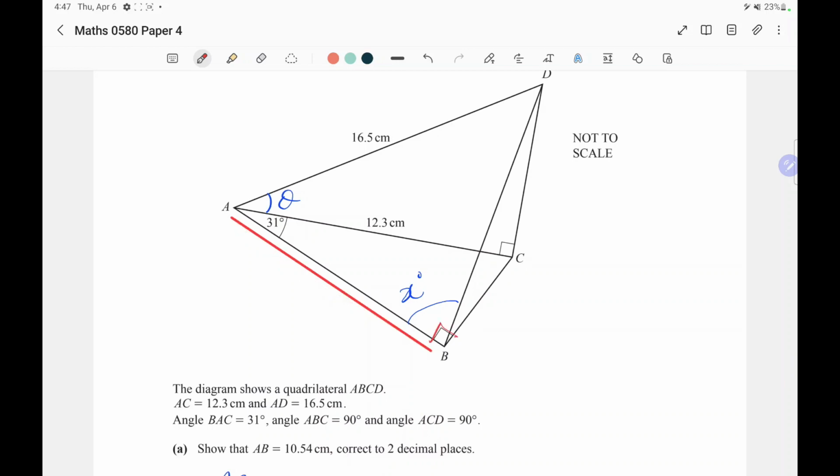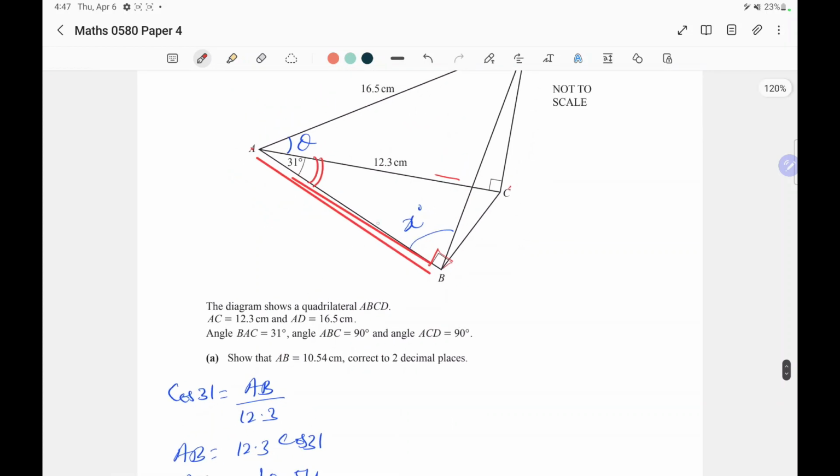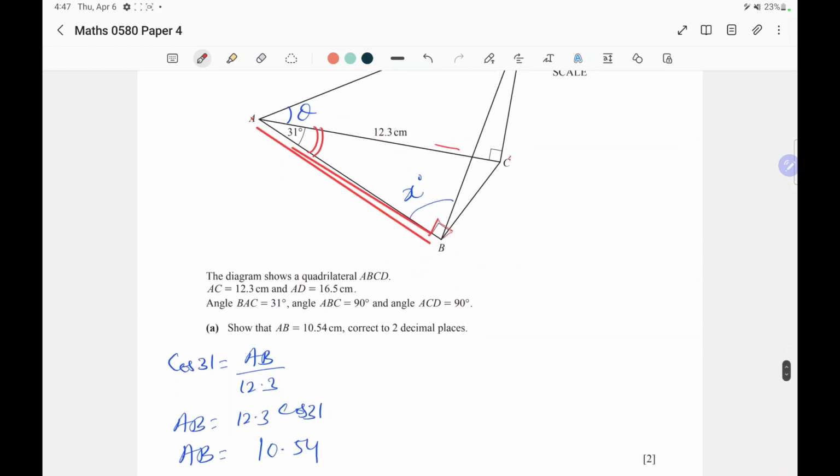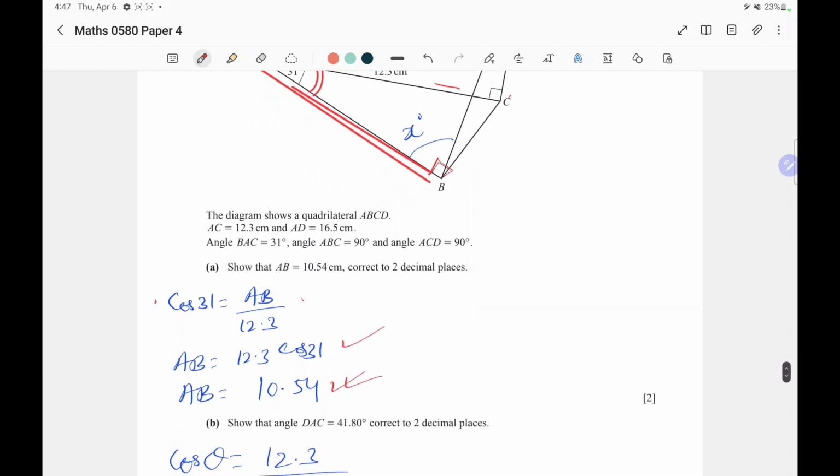Okay, this is 90 degrees, right? So in triangle ABC, I will use cos, because I don't have the adjacent, but I have the hypotenuse as well as the angle. Cos of 31 is adjacent, which is AB, over AC, which is 12.3. Multiply 12.3 on both sides. So AB equals 12.3 times cos 31. Use a calculator to get 10.54.